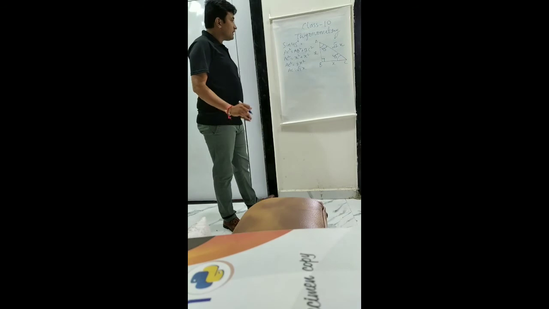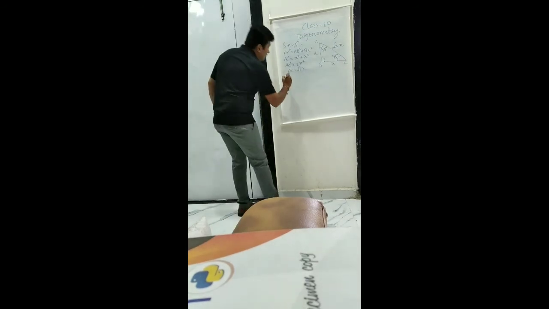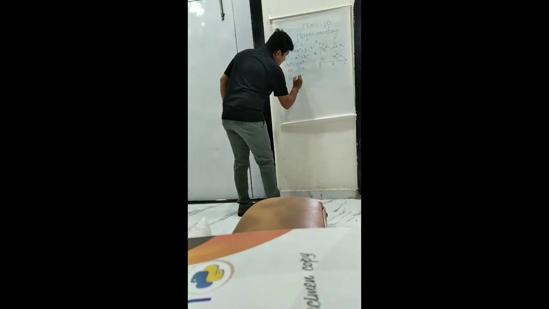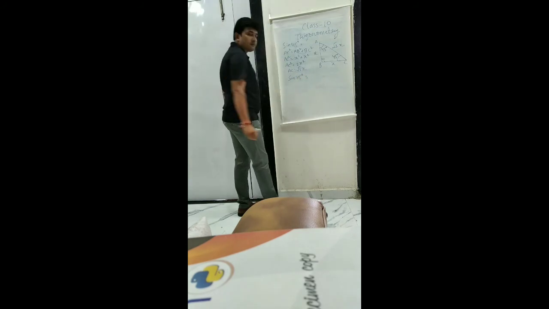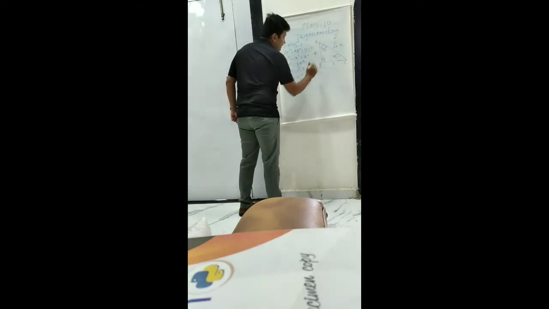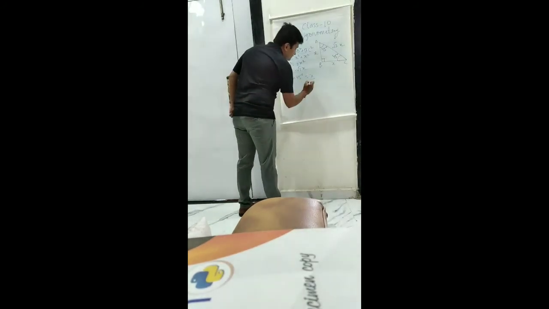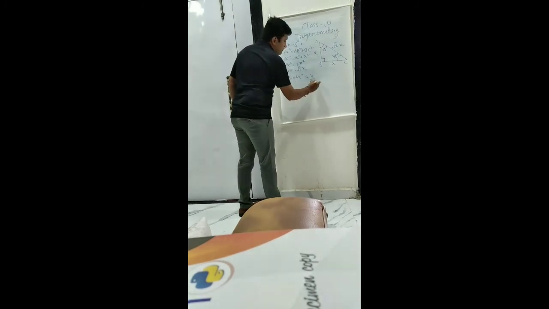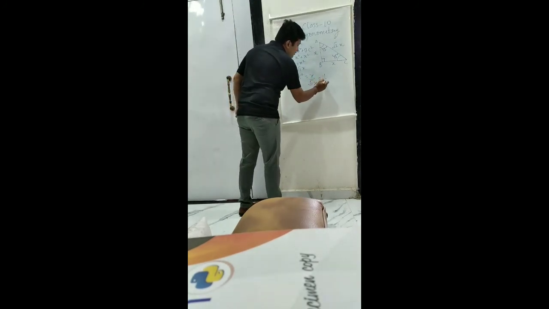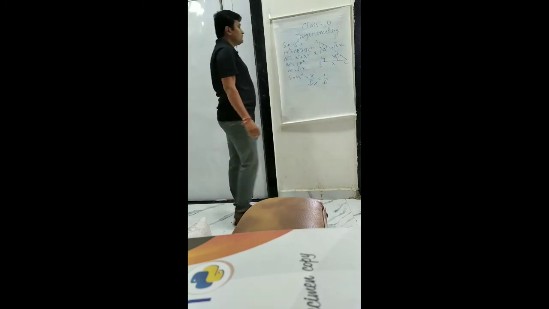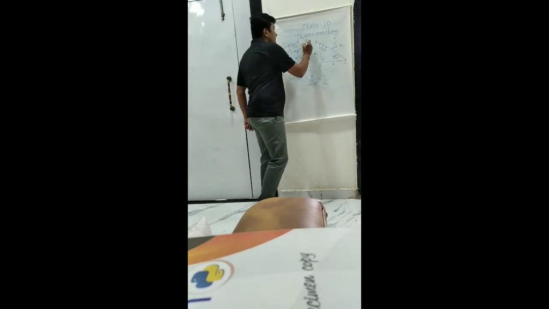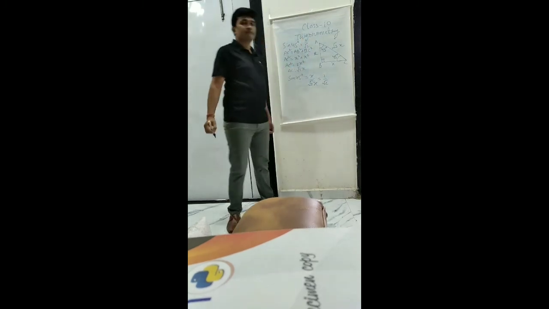Now after this, I am going to find the value of sine 45. So perpendicular here is x and hypotenuse is root 2 x. Now x got cancelled, so it is 1 upon root 2. So in this way, the value of sine 45 is 1 upon root 2.